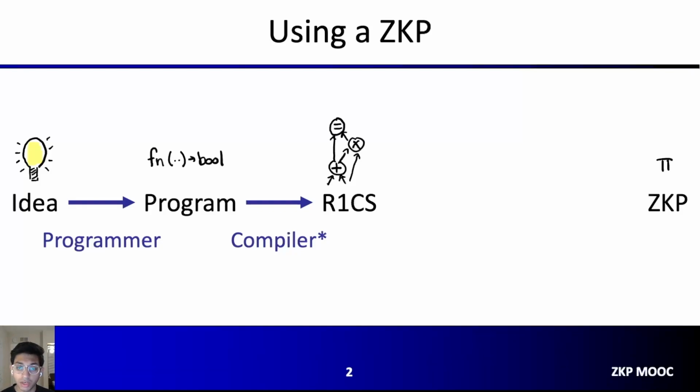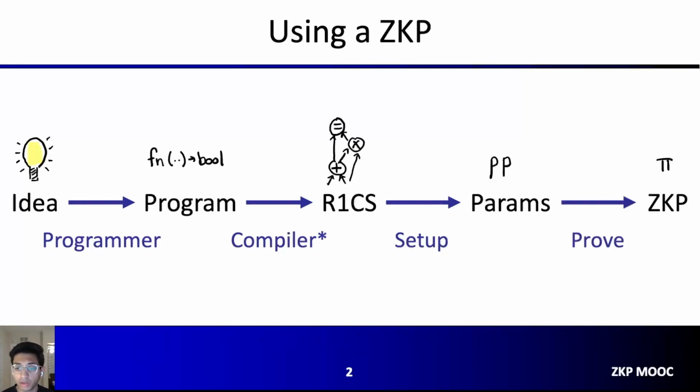Unfortunately, zero-knowledge proofs don't understand these high-level programming languages and instead understand things like constraint systems or arithmetic circuits, right? So say we have somehow expressed our idea in this arithmetic circuit or constraint system form, then we can feed this circuit into, say, the zero-knowledge proof system setup algorithm, which will produce some public parameters for us, which we can then go ahead and use for proving and then later verification.